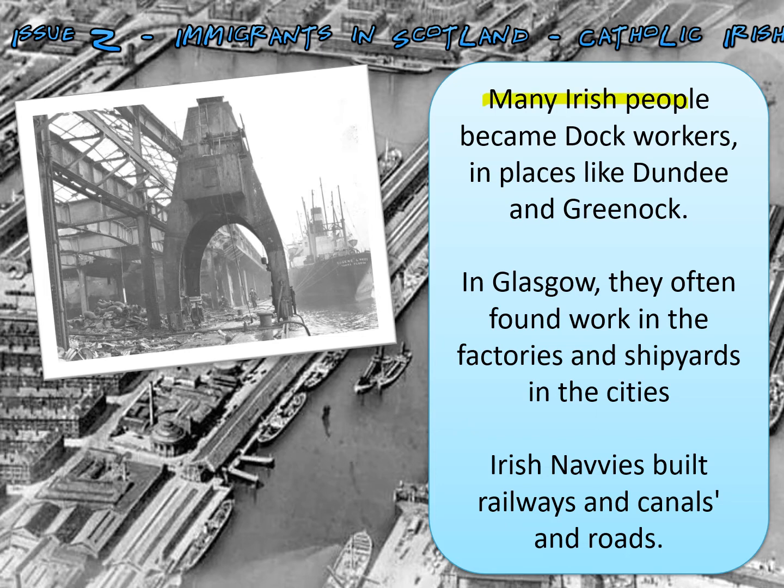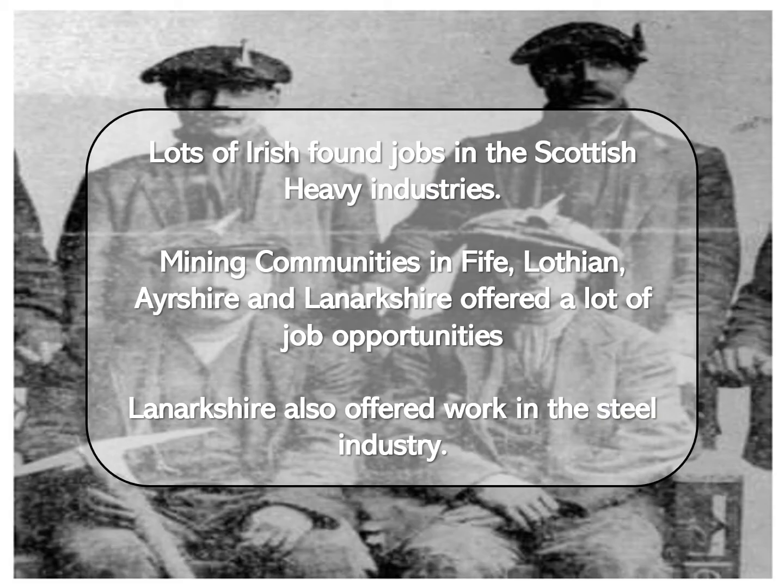So a lot of them moved to areas like Dundee and Greenock, where they became dock workers, for example. In Glasgow, they found work in the factories and the shipyards. The Irish navvies then moved around Scotland, like we said in the map at the start, and built the railways and the canals and the roads as well. So moving around a lot and doing a lot of work there.